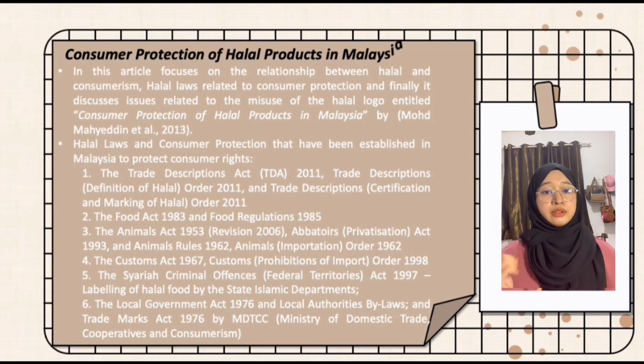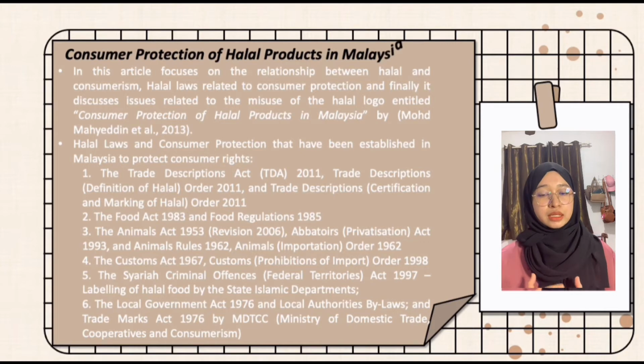Following the above issues, this article also discusses some halal laws and consumer protection that have been established in Malaysia to protect consumer rights. Firstly, the Trade Descriptions Act 2011, Trade Descriptions (Definition of Halal) Order 2011, and Trade Descriptions (Certification and Marking of Halal) Order 2011 state the definition of halal and halal food preparation in accordance with Sharia law, together with the offences of falsification of raw materials and halal documentation, enforced by the Ministry of Domestic Trade, Cooperative and Consumerism. Second, the Food Act 1983 and Food Regulations 1985 regarding labeling, hygienic practice and food safety, enforced by the Ministry of Health.